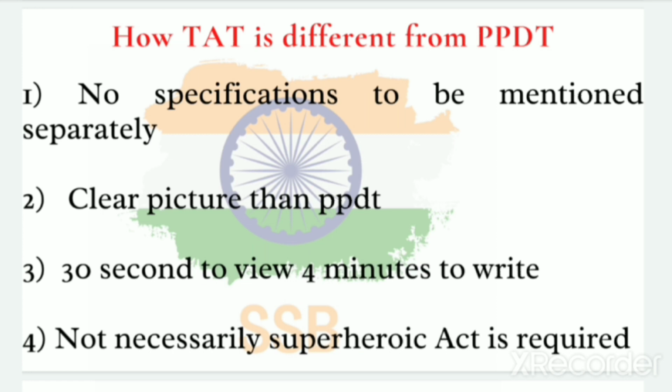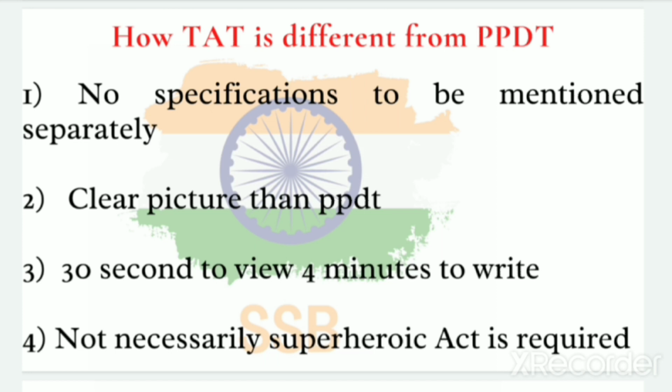How do you write a story in PPDT and how do you write a story in TAT? How are these different? Take the case of PPDT. While you are going to write the PPDT, what do the assessors brief you? You would be shown a picture for 30 seconds. You would be given a minute to write the specifications, that is mood, character, number of characters, actions of the story and all. But here in TAT, you don't have to write the actions of the story separately.